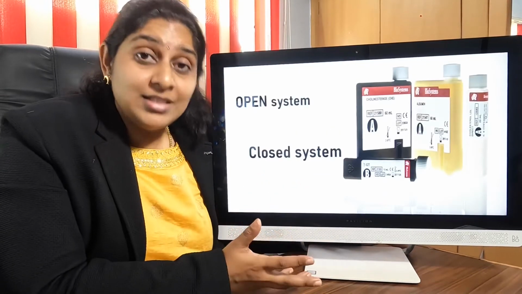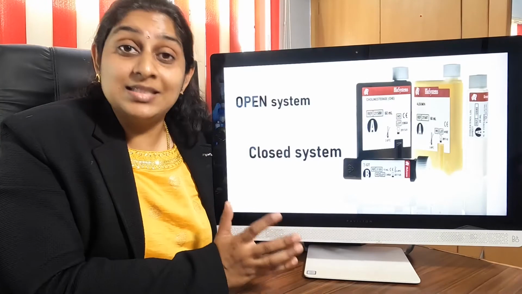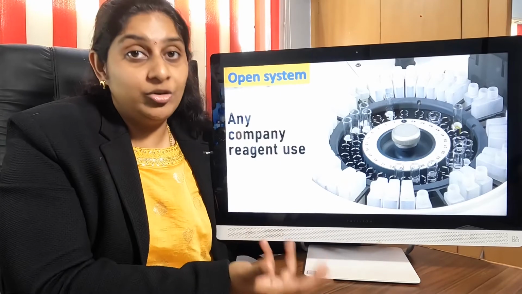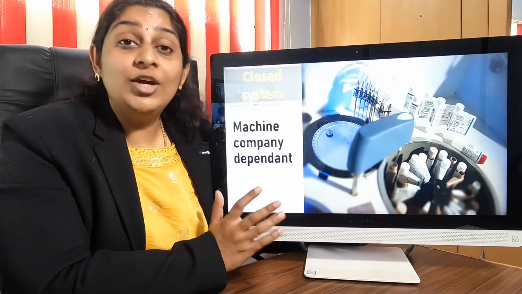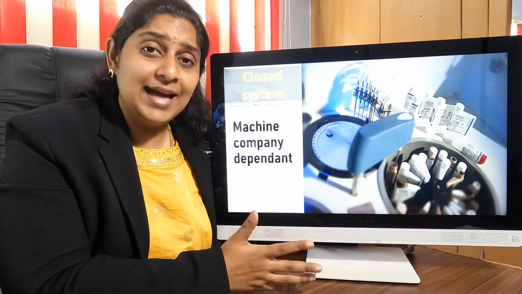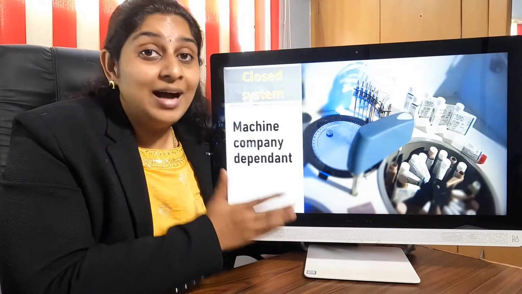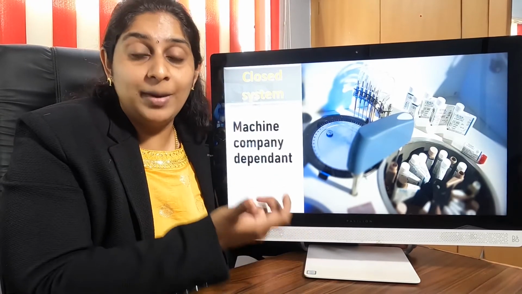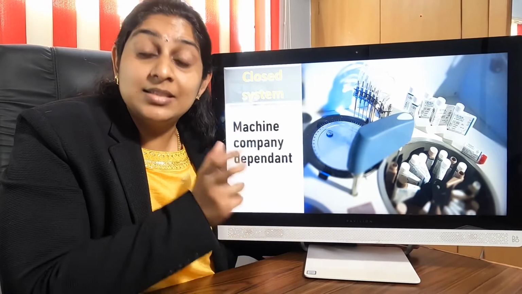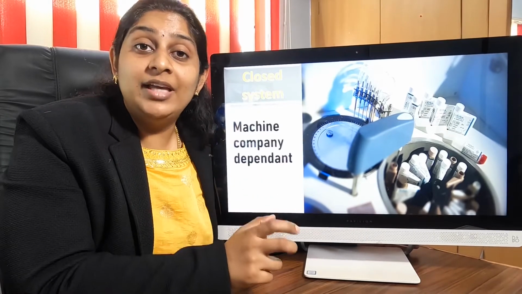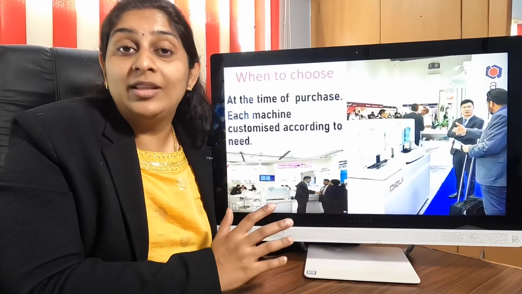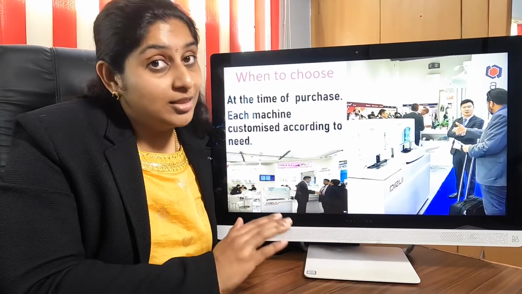The main difference between an open and closed system is the reagents. When you opt for an open system, you can use any company's reagents. But when you go for a closed system, you are entitled to use only the company's reagents. That is, if you buy your machine from company A, the machine will be customized in such a way that you have to buy reagents only from them for the lifetime of the machine. Once you have decided upon an open or closed system, you cannot change in the future.